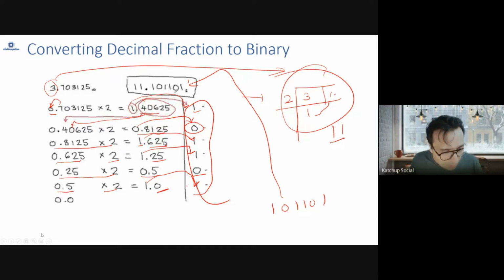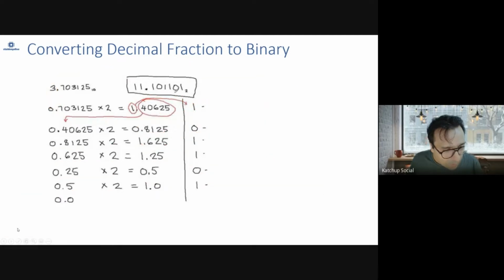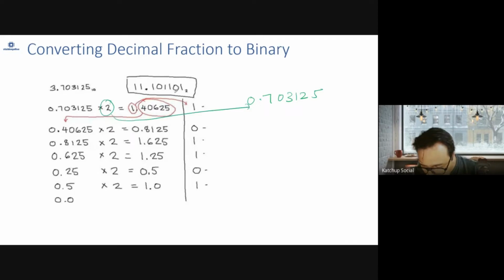So let's do this again one more time so that it's clear. Actually, let me do it here. You take 0.703125, multiply it by 2, and you get 1.40625. Since this became 1, you move it here, and whatever is after the decimal, you multiply by 2 again, you get 0.8125. This is 0, so you move it here. And 0.8125, you multiply by 2, you get 1.625.